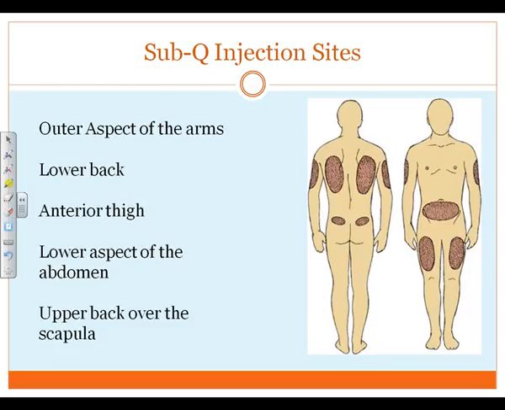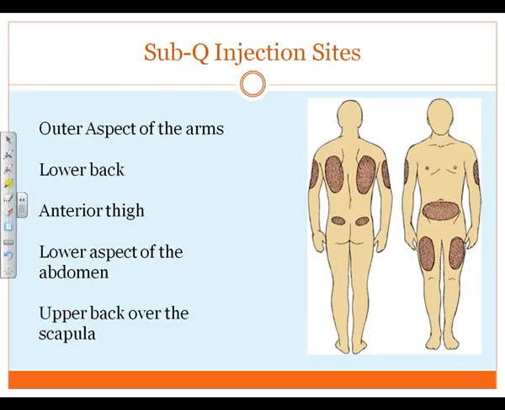Alright, anterior thigh. Tops of your thighs, okay? Lower aspect of the abdomen, like below your belly button. Not up here. Below your belly button. And then the upper back over the scapula, although I do not see this one used because a lot of people do not have a lot of sub-Q tissue in this area. Okay? So these are my favorite. This one I listed because it's in your textbook, but you don't really see it used that much.